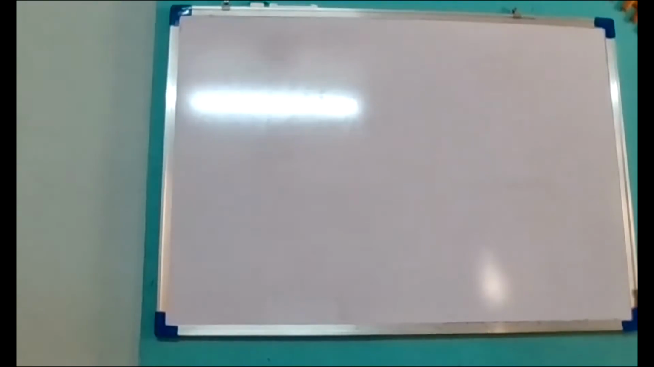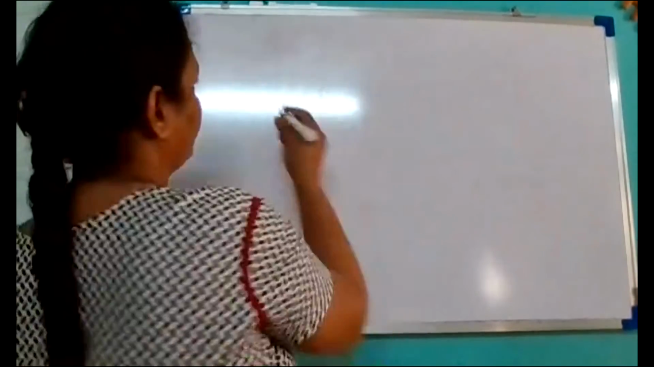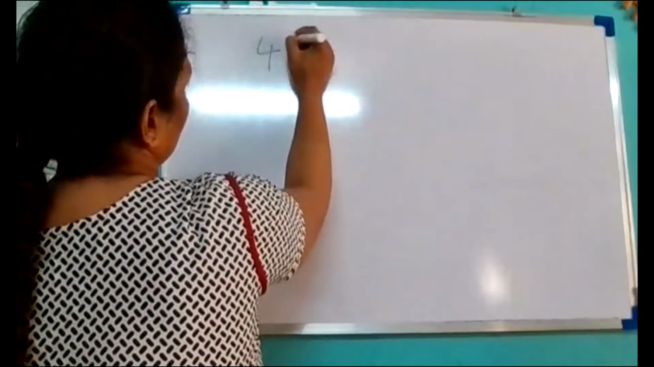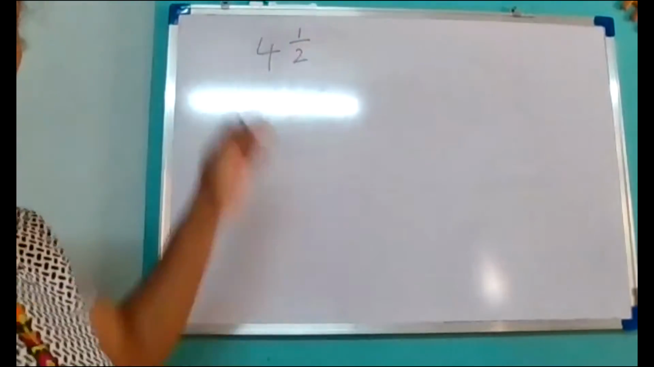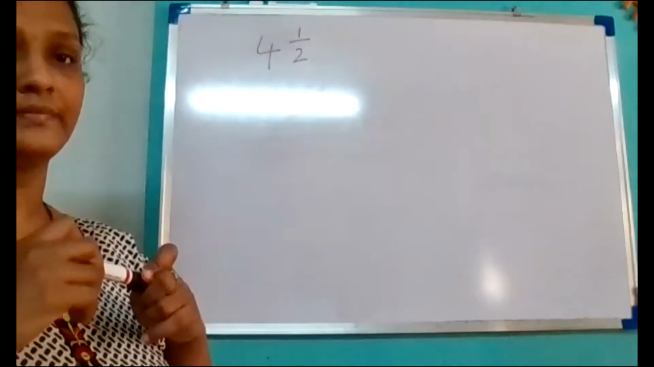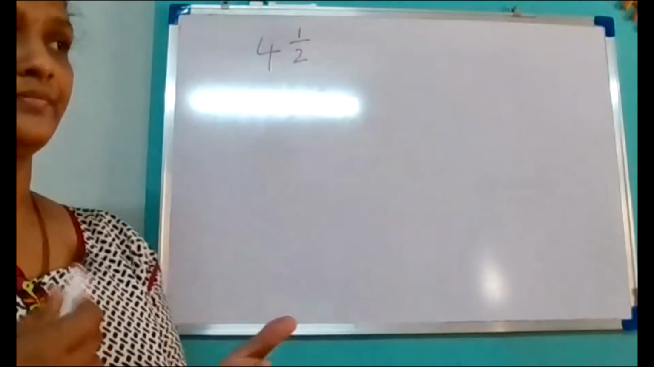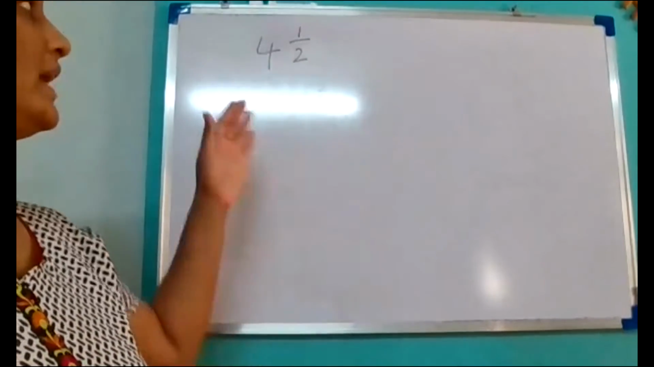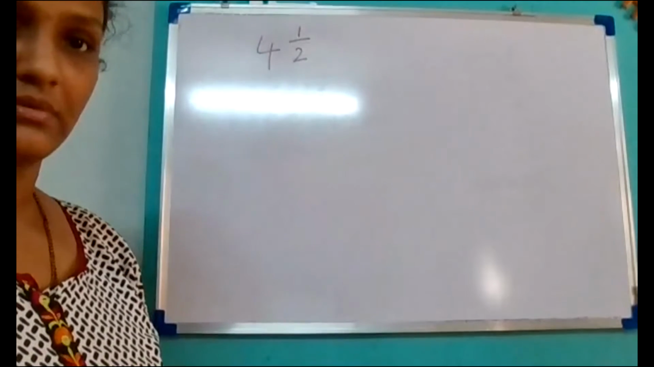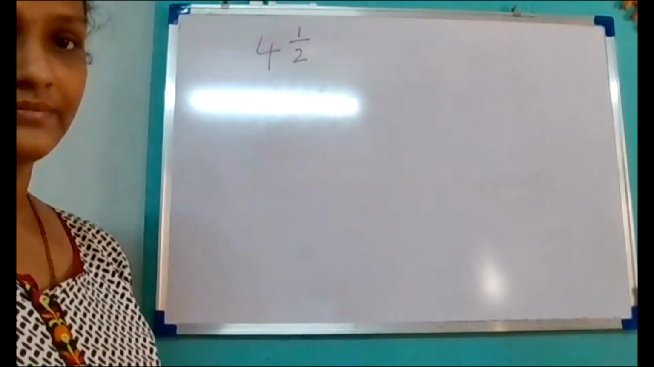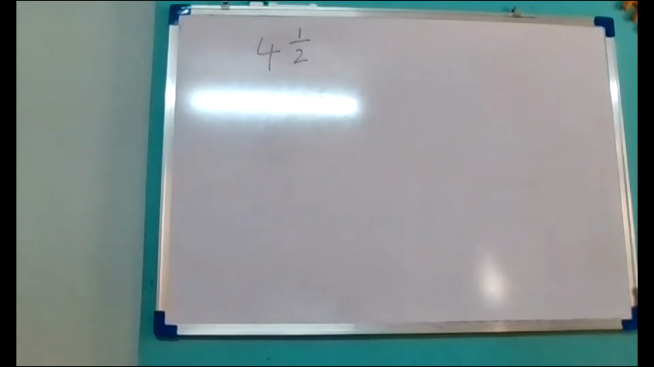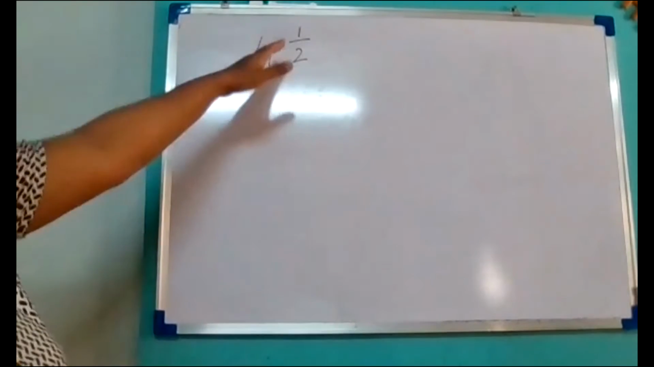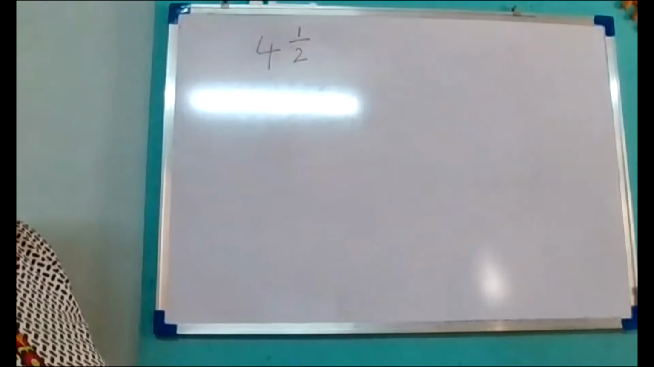Okay, I'm giving you one mixed fraction. What is the number? 4 whole 1 upon 2, or it is also read as 4.5, right? Tell me, if I have to convert this mixed fraction into an improper fraction, how do I solve this further?